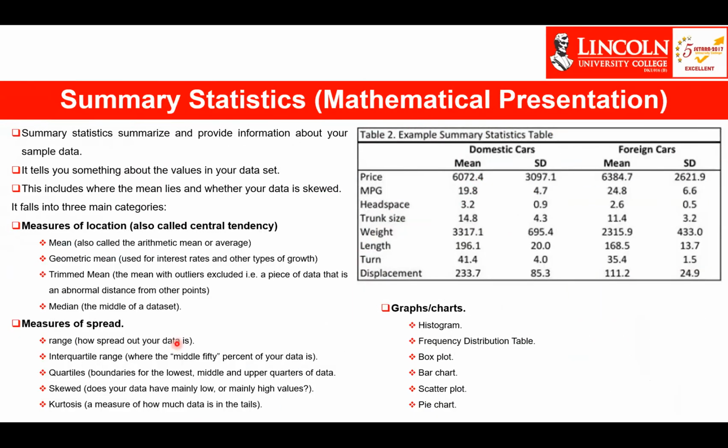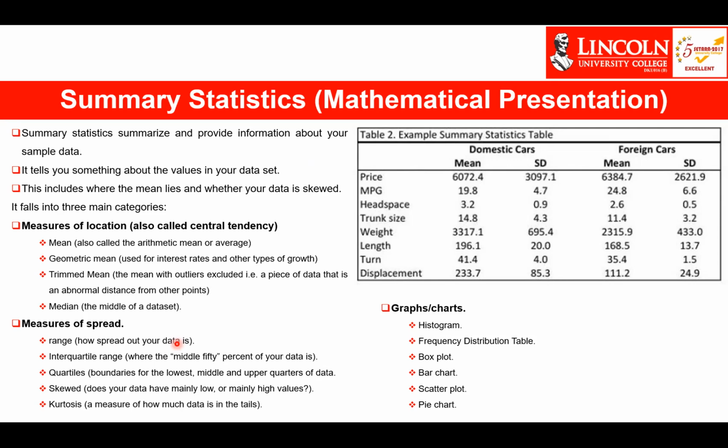Now we have summary statistics, which is basically mathematical presentation. Summary statistics summarize and provide information about your sample data. It tells you something about the values in your data set. This includes where the mean lies and whether your data is skewed. It falls into 3 main categories.